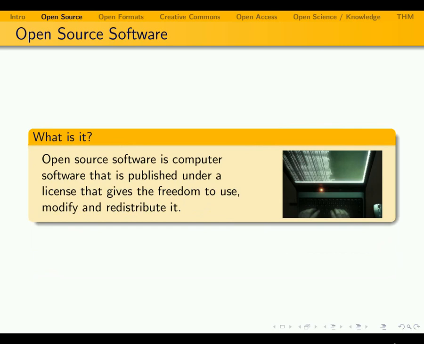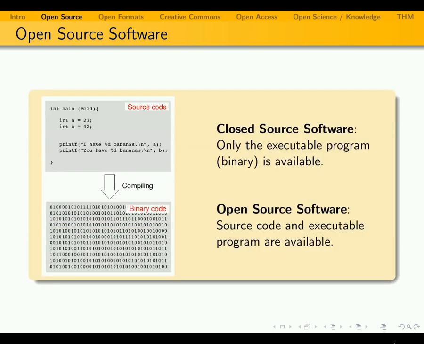So, a short definition of open source software. It is computer software that is published under a license that gives the freedom to use, modify and redistribute it. Not sure if everybody understands this now, but the next slide will hopefully help. We have to get some background and learn how software is produced. If somebody creates a program, he or she is writing this in a programming language, for example C, which is a way that humans can understand. The result is called source code.